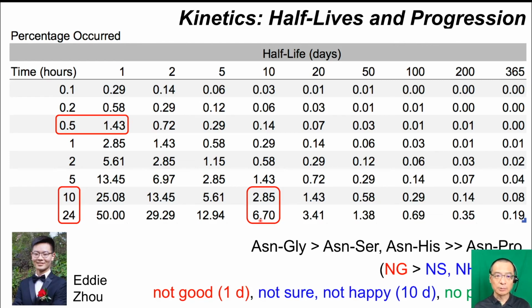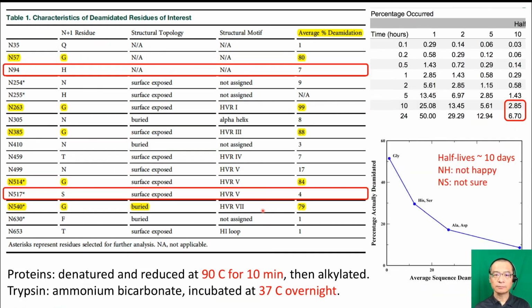So again, it shows a little bit of kinetics. If you look at this column, if the half-life is 1 day, shown here, even half an hour causes 1% deamidation. If the deamidation half-life is 10 days, shown over here, and 10 hours, it will be about 2%. If overnight, 24 hours, it will be 6% deamidation. Again, this is during sample analysis. That will be artifacts. So you can see that this is a result from Jim Wilson's paper.